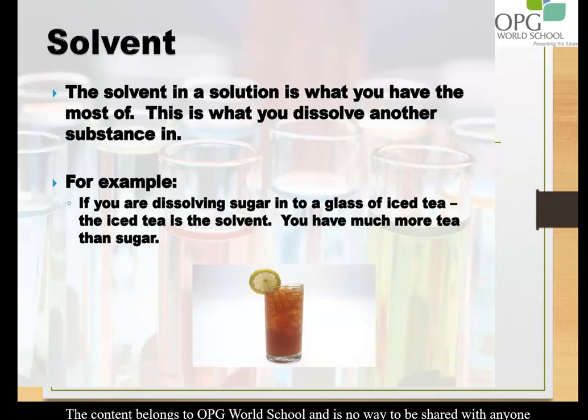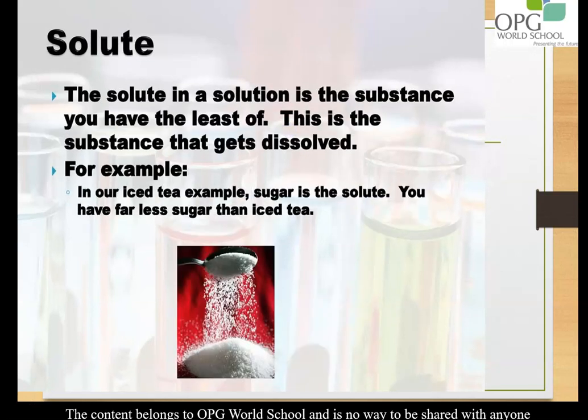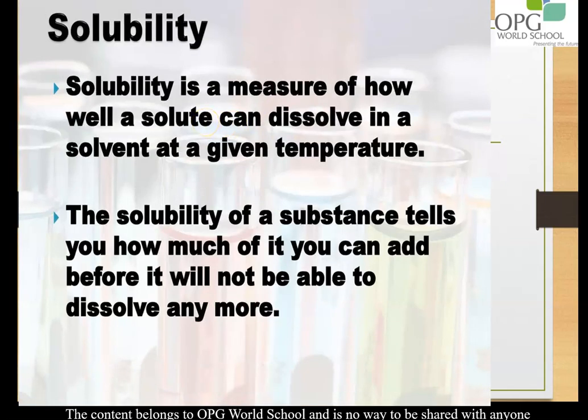For example, if we are dissolving some sugar in a glass of iced tea, the iced tea becomes the solvent because we have more tea than sugar. Whereas a solute is what a solution has the least of. That means the substance that is getting dissolved inside a solvent. So in iced tea, the sugar is the solute because we have much less sugar than iced tea.